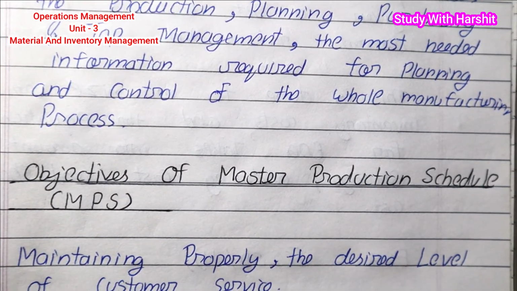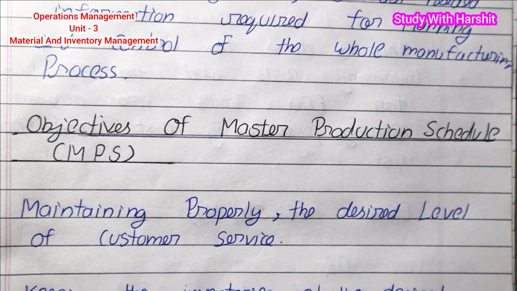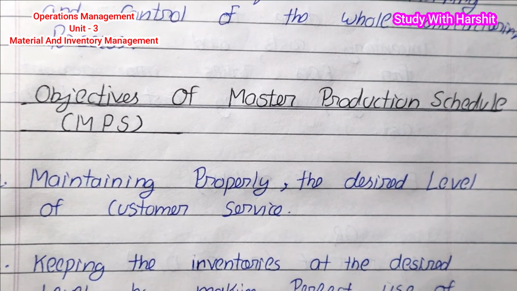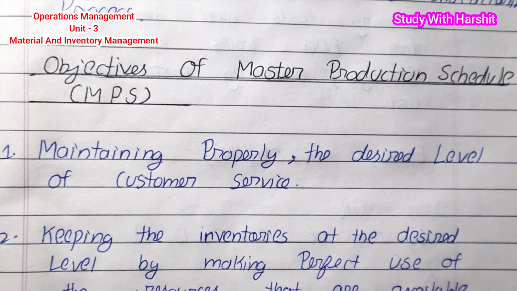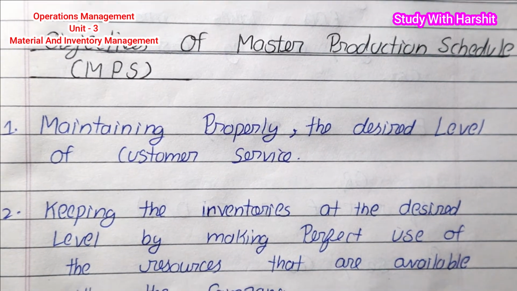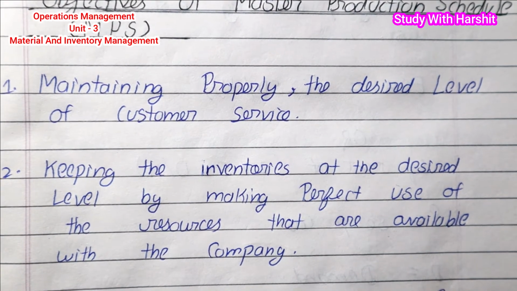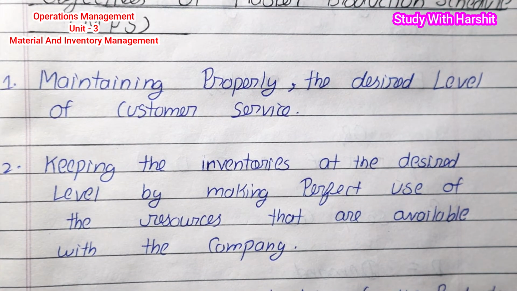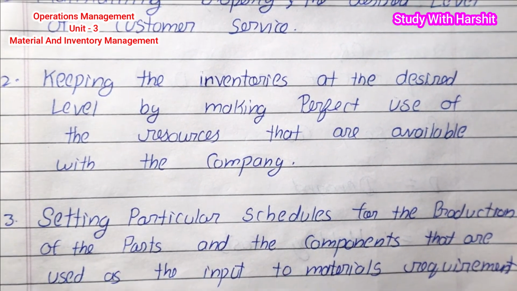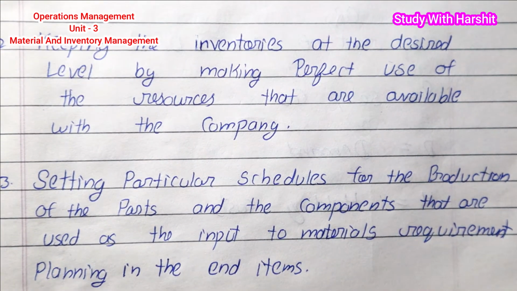Objectives of Master Production Schedule, MPS. First one, maintaining properly the desired level of customer service. Second, keeping the inventory at the desired level by making perfect use of the resources that are available with the company. Third, setting particular schedule for the production of the parts and the components that are used as the input to material requirements planning in the end items.